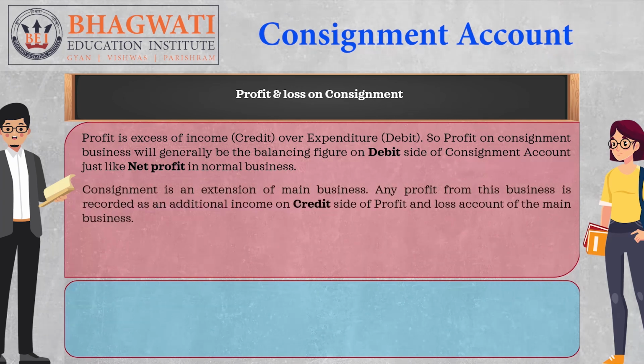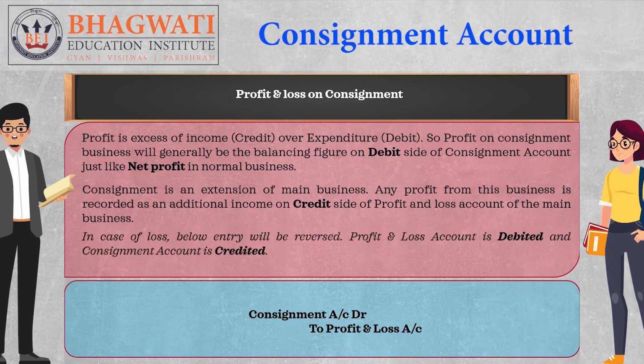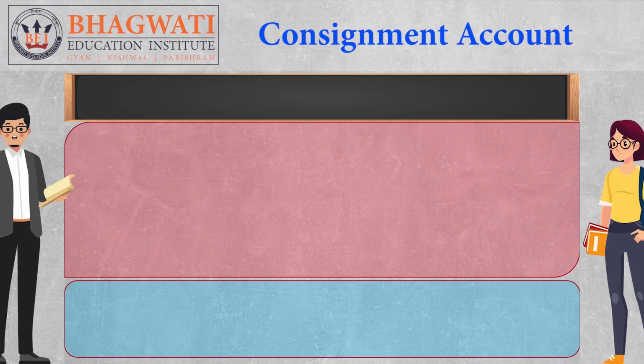And consignment business is nothing but an extension of the normal business, right? So whatever incidental income or extra profits we have, we bring it to our general P&L account. So we credit our profit and loss account. My journal entry will be: consignment account debit to profit and loss account. Now this entry is particularly for profit. What if we have a loss? In case of loss, the said entry will be reversed. It will be P&L account debit to consignment account. Clear?